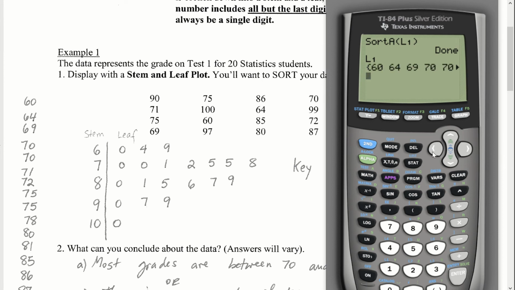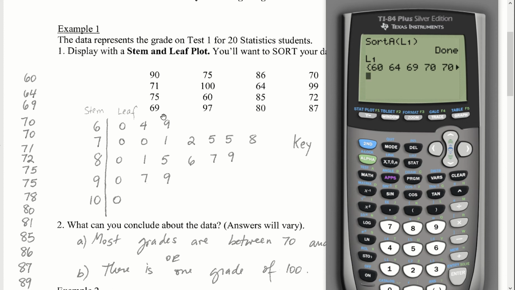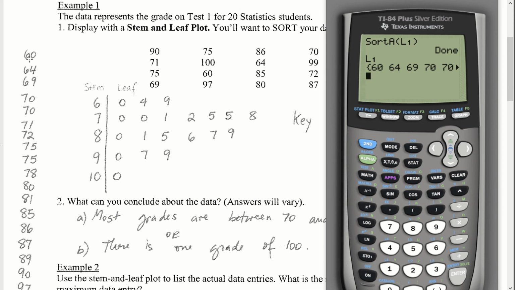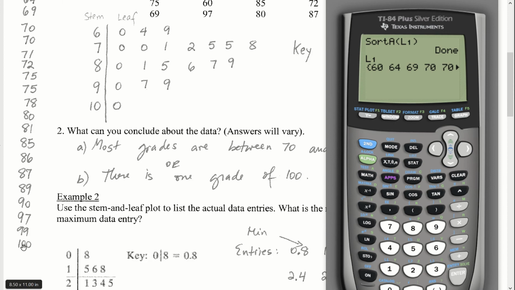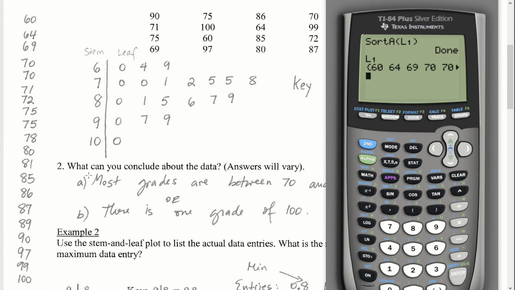To start with our stem leaf plot, we need to determine the minimum and the maximum of our data set. The minimum is 60. That's going to have a stem of 6. And we go all the way up to someone got a score of 100. That would be a stem of 10. So by knowing the minimum and maximum, we know what stems we're going to need to use. And you always put the stems in ascending order, so 6, 7, 8, 9, and 10.